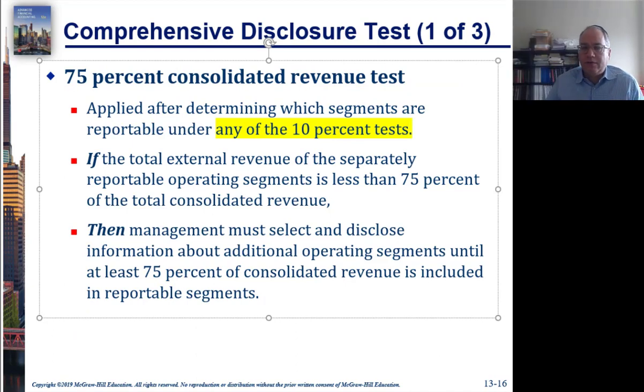So the 75% rule now is going to be a comprehensive overview test. This is going to be the fourth test. And you basically do your revenue, your profit loss test, and your asset test of 10%, and then you apply your 75% of consolidated revenue test. And the issue here is that you might have a lot of little segments, and a lot of them don't meet any of the 10% tests. So if any segment meets any of the 10% tests, then it's considered to be a reportable segment. But then if you add them all up, and they don't add up to 75%, then you have to go back and do some work.